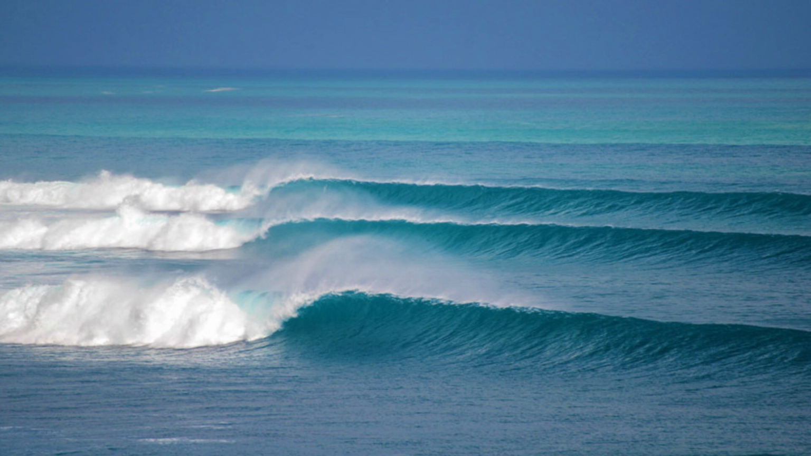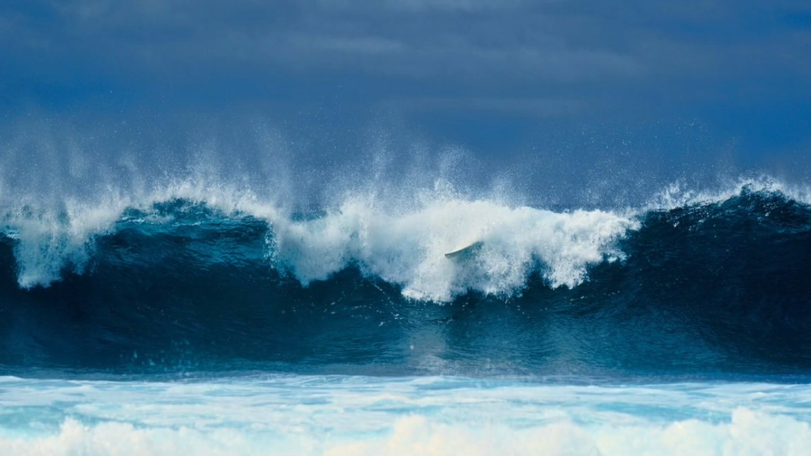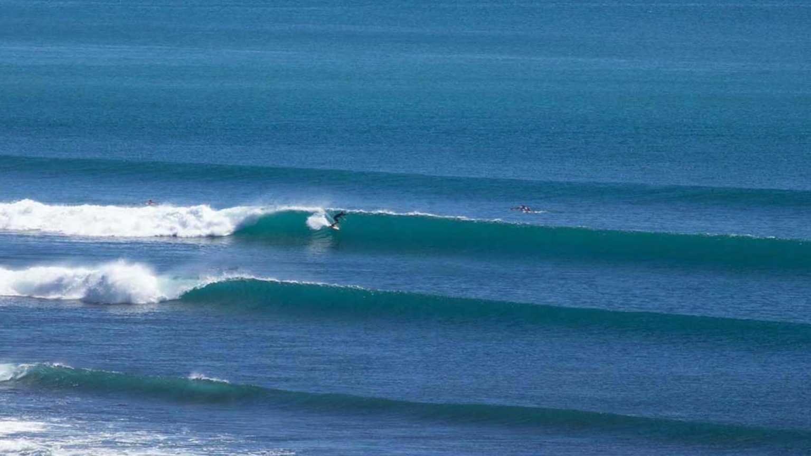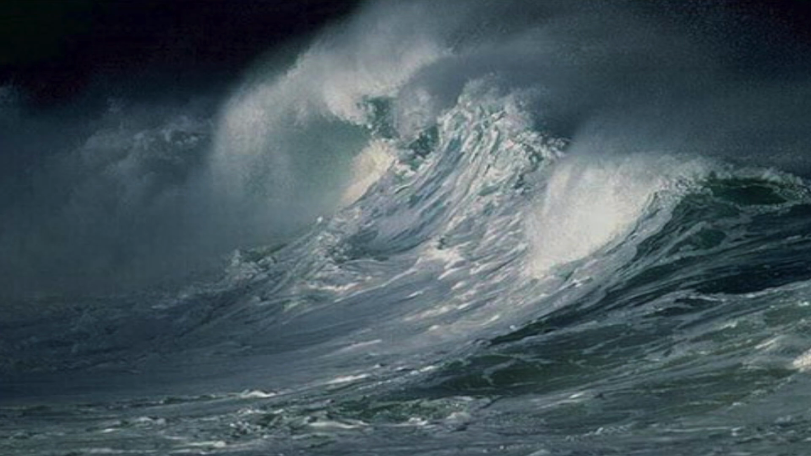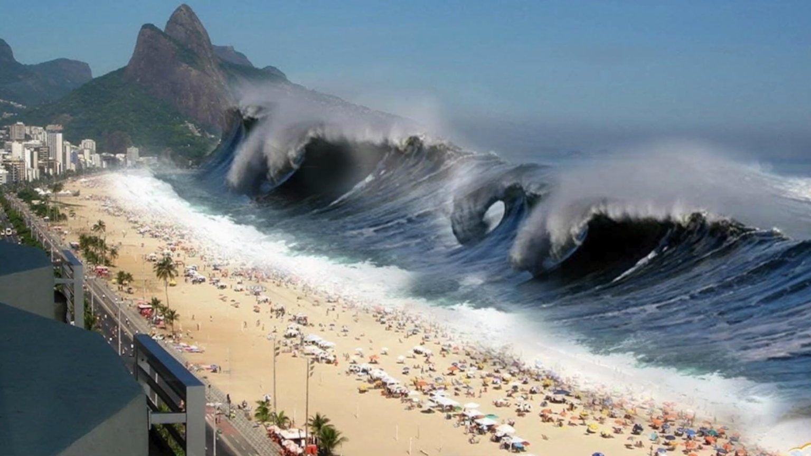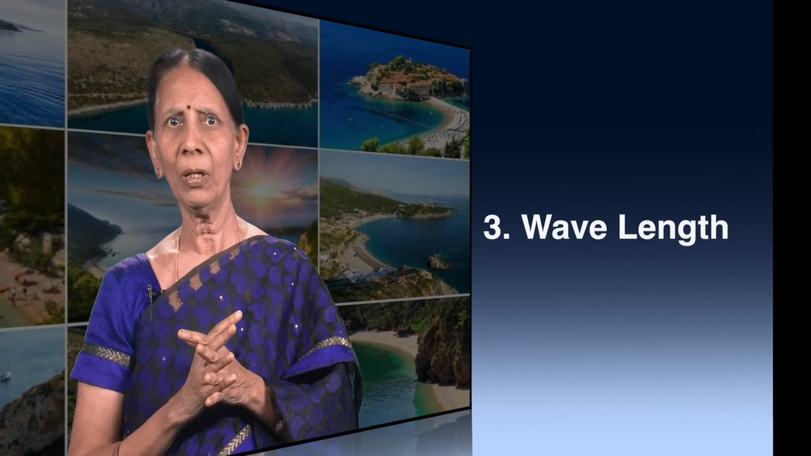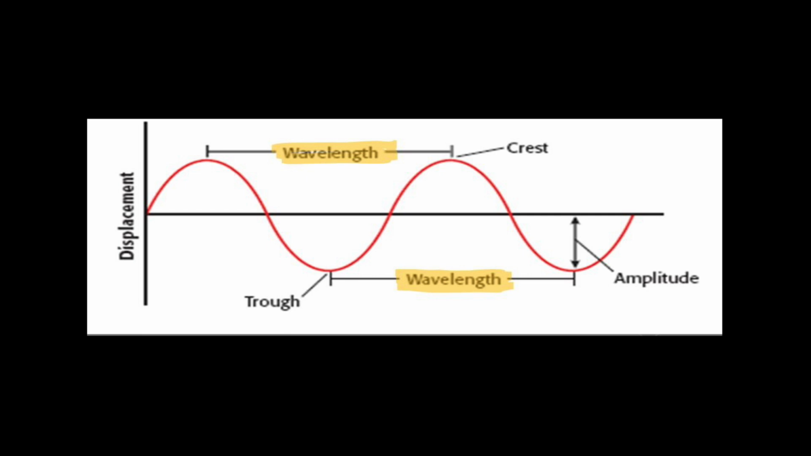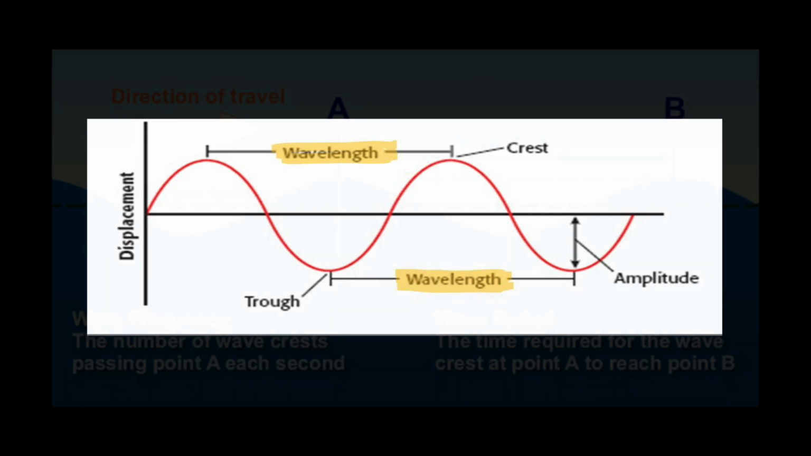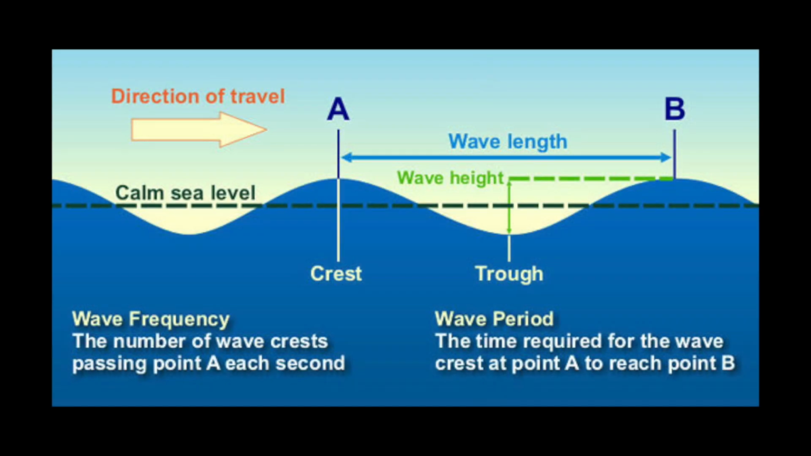The maximum wave height is determined by the strength of the wind or wind speed and the duration of the wind from one direction only. The height of the sea waves is more in the case of storm waves and tsunami waves. Wavelength. Wavelength is the horizontal distance between two successive crests or two troughs.